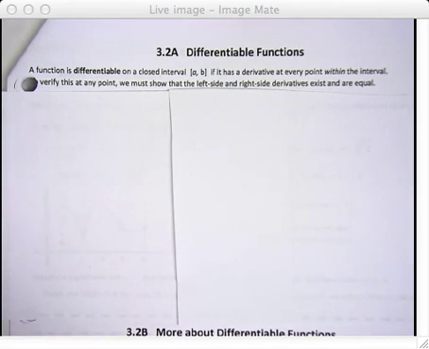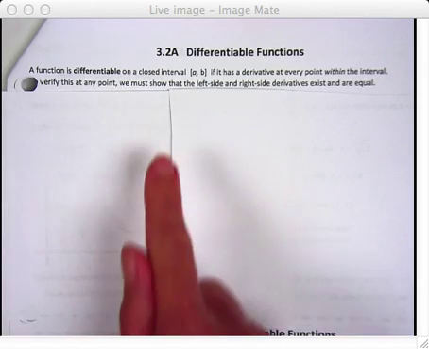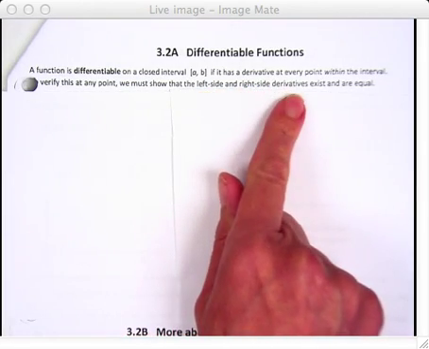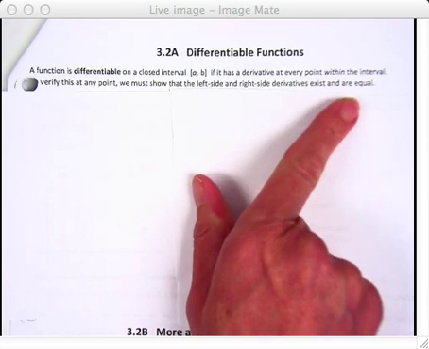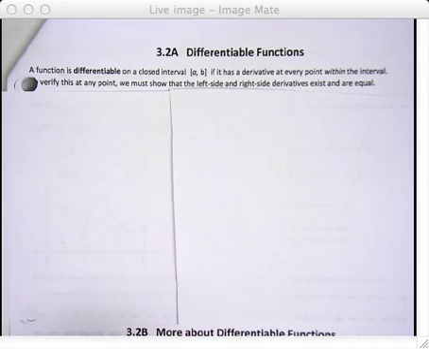And it says to verify this at any point, we must show that the left side and right side derivatives exist and are equal. So if let's say you're picking a certain value and you're not sure if there's a derivative there or if there's a slope that exists there, then you find the slopes directly to the left and the slopes directly to the right, and you keep getting closer and closer and closer. And if both of those derivatives are approaching the same value on the left side and the right side, no matter how close you get to that input you're picking, then you can say that the derivative exists.